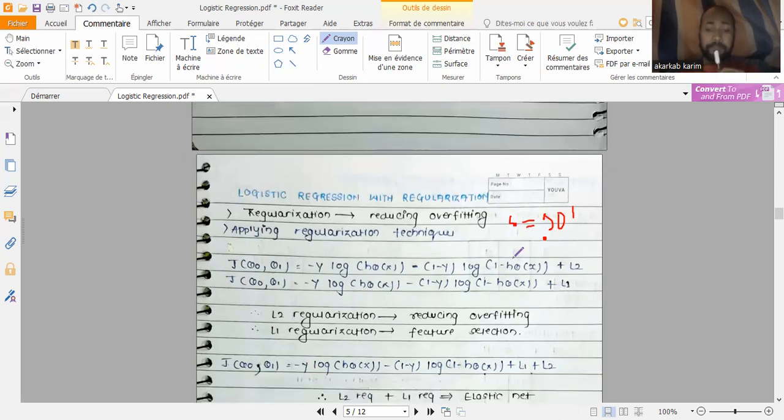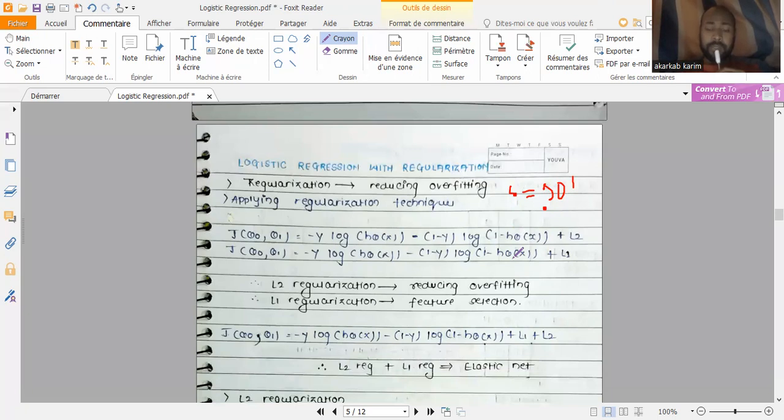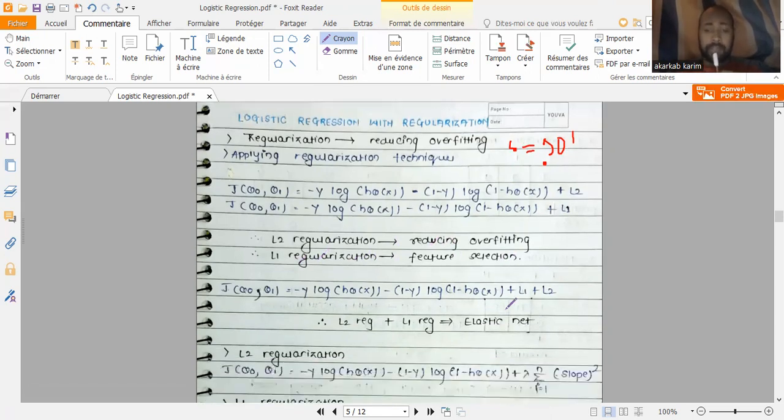But we have a technique to reduce this overfitting, called L2 regularization. L2 regularization is for reducing overfitting, and we have other techniques, L1 regularization for feature selection, which I will discuss later.